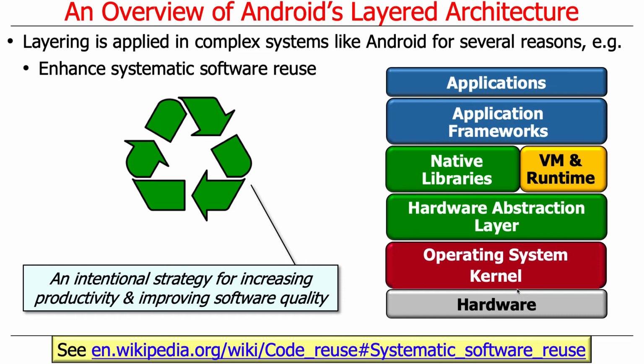One of which is to enhance systematic software reuse. So by using a layered model, the Android development team could hit the ground running much more rapidly because they could do things like leverage the existing Linux kernel with plenty of modifications, of course, but they didn't have to start by writing a kernel from scratch. What a nightmare, right? That would be really hard. It takes a long time. That's why they decided to use a variant of the Linux kernel.